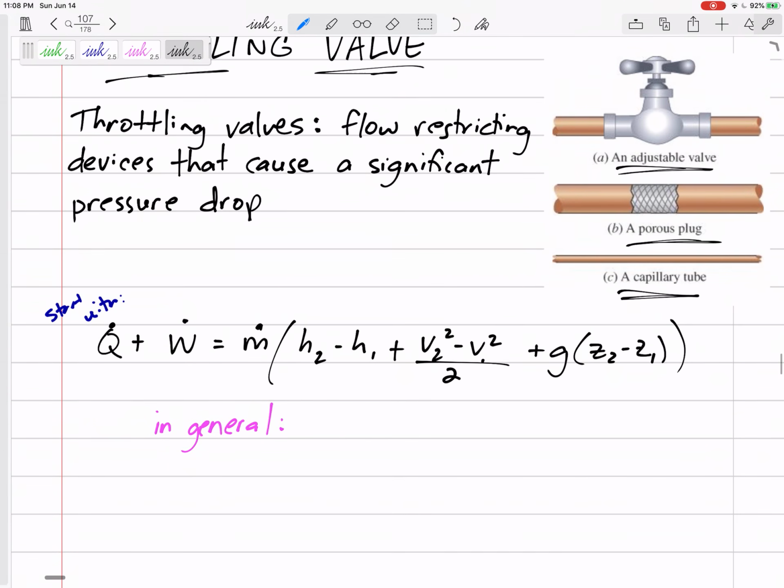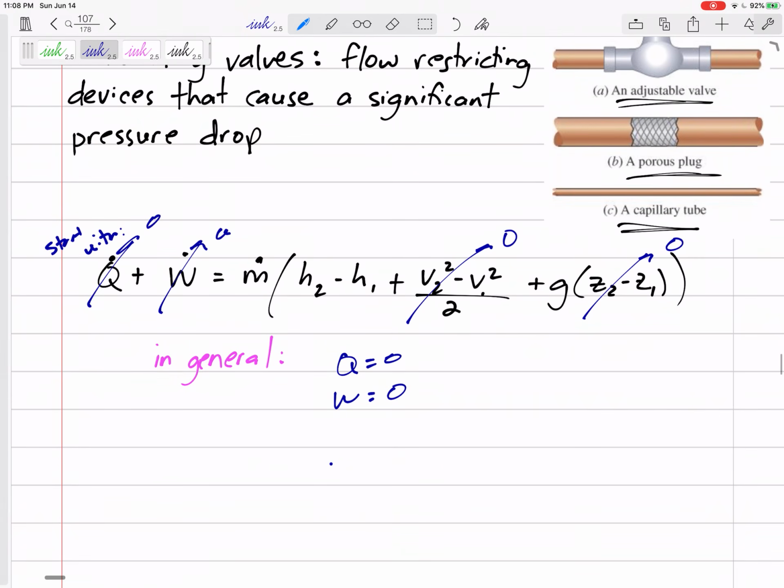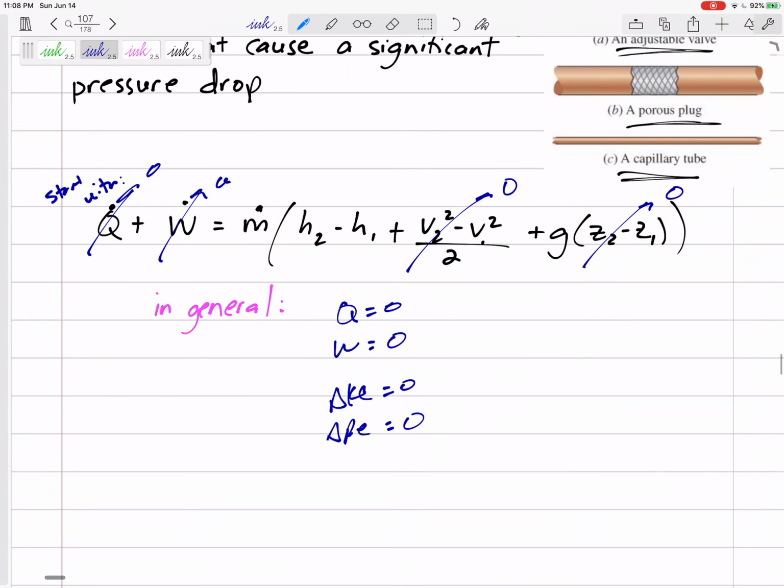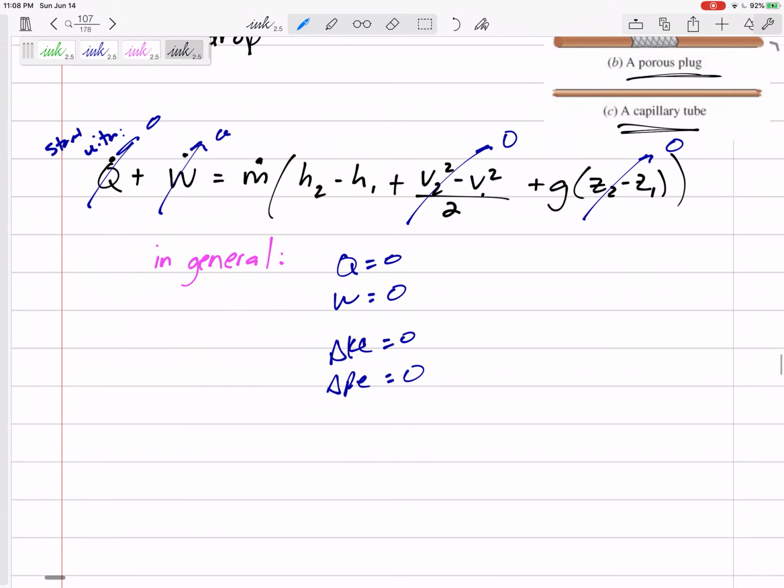The idea of a throttling valve is actually not to change the velocity, not to change the height, and it takes no work, and in general they are adiabatic. So in general the Q is 0, the W is 0, the change in kinetic energy, everything is 0. For throttling valves, the whole key is that they are constant enthalpy processes.